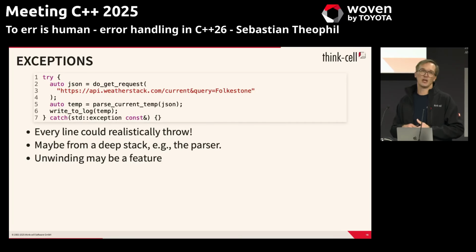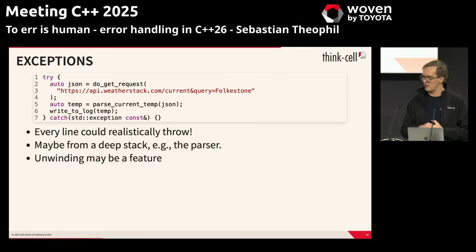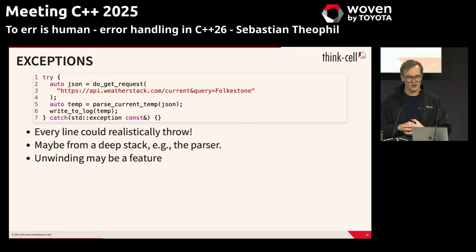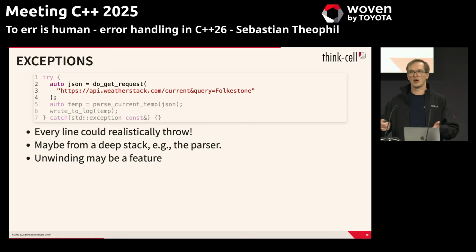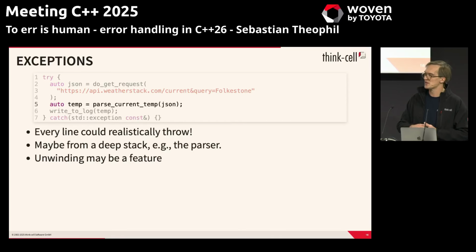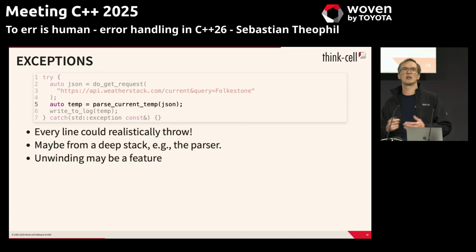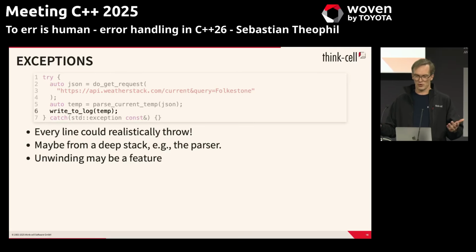But exceptions can be an excellent tool for error handling. So here I have a very simple snippet of code. I see originally I wrote it for CPP on C in Folkestone, and I never updated the string. And every line in this little piece of code could realistically throw. We are making an HTTP request to some API, the network may be down. We are parsing something from a JSON response, the JSON response might suddenly be in a different format. And then we're writing something to a file, and the disk may be full.